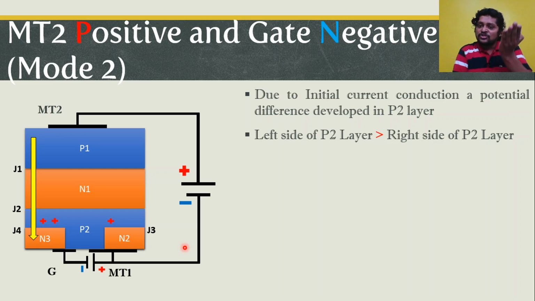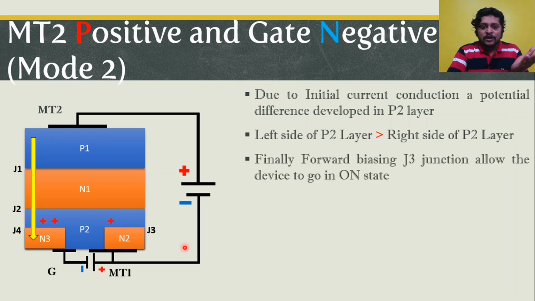Whenever there is a potential difference, there will be an establishment of current, and a current will flow within the device. Because of this, junction J3 will now be in forward bias condition, because more potential is developed across it, whereas previously it was in reverse bias condition. So as more potential is developed within the P2 layer, it forward biases junction J3, and that is what we need to allow the device to go in on condition.